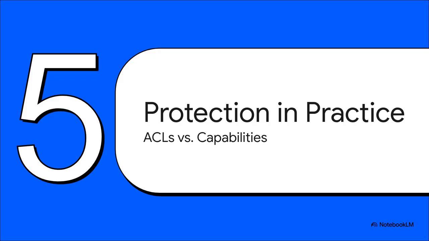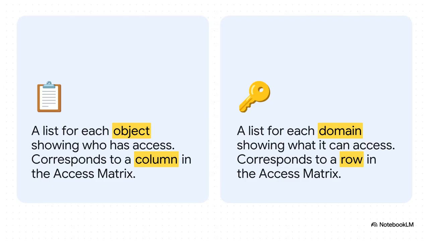So that matrix model is great in theory, but storing a giant, mostly empty table isn't very efficient for a real computer. So in practice, operating systems implement this idea in one of two main ways. The first approach is an access control list, or ACL. The best way to think of this is like a bouncer with a guest list standing at the door of every single file. That corresponds to a column in our matrix. The second approach is a capability list. This is like giving each user a keyring that holds all the keys to the doors they're allowed to open. And that corresponds to a row in our matrix.